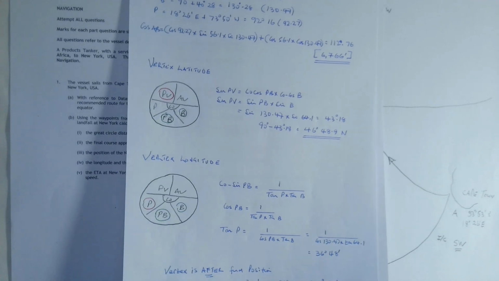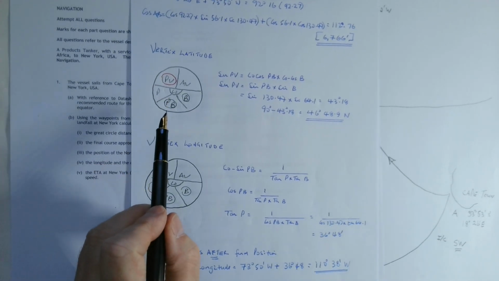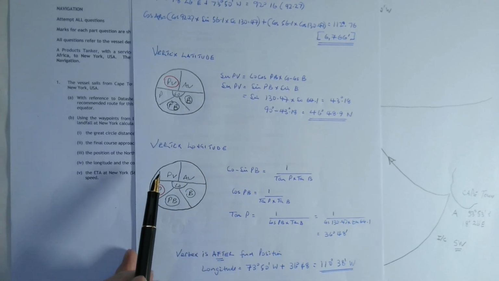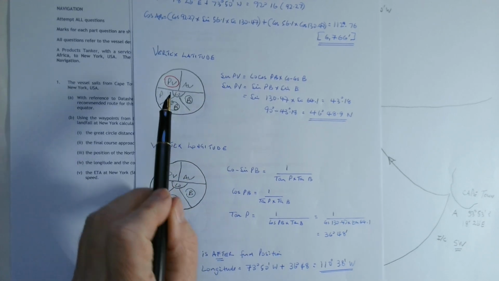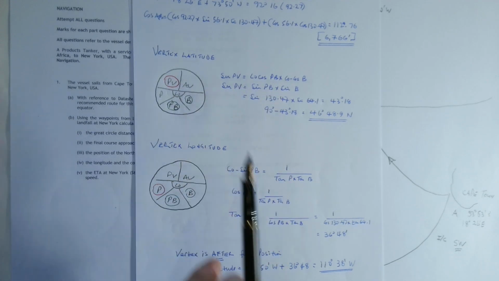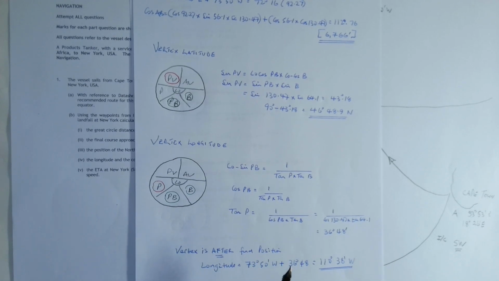So working out the vertex, I've drawn the wheel, and in green here I've circled the values that we know and the one we're looking for. So sine PV is the complement of the two cosines opposite, which of course changed to sine. Then we can find the latitude.